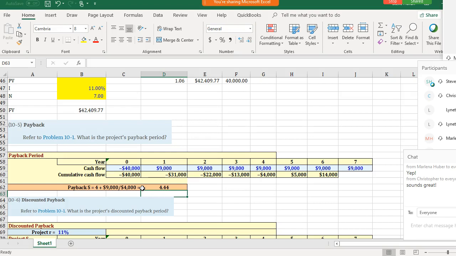It kind of tells you the shorter that amount is, the safer the project is. It's kind of a general rule of thumb. So it's hard to know if that's good or bad, though, right? 4.44, is that good or bad? I don't know.